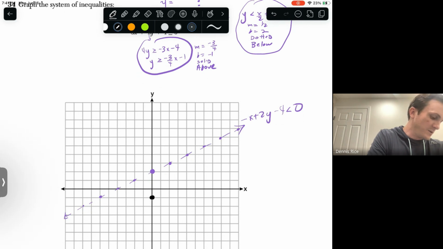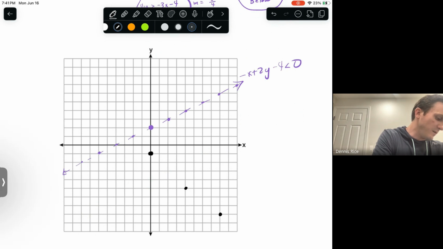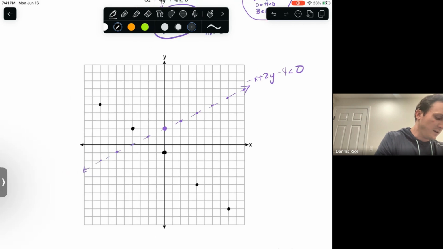My slope is -3/4. So I'm going to go down 3, right 4, down 3, right 4. If I want some points above, I could go up 3, left 4. Or I could just lay my ruler down and trace it. You don't need to go to the edge of the graph. I know I'm exaggerating my lines a little bit, because you could always just lay your ruler down and trace as much as you want.